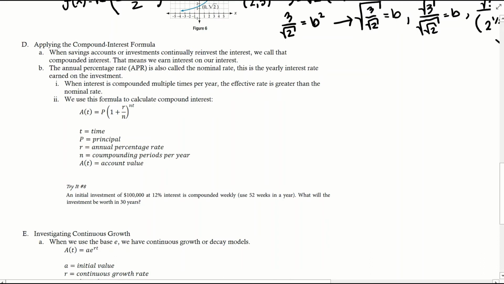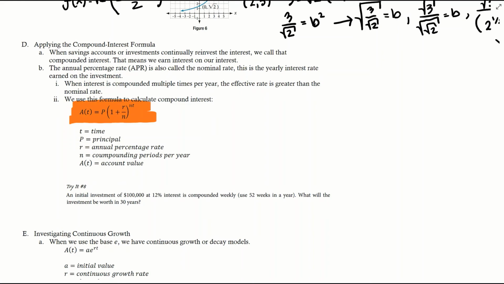And this is the formula for compound interest. Do it in orange. That is the compound interest formula. t is time. P is principal. Your principal is the initial amount you put into the account. So if I open a savings account with $25,000, that's my P, my principal. The annual percentage rate is that APR, what they give you, the nominal rate.